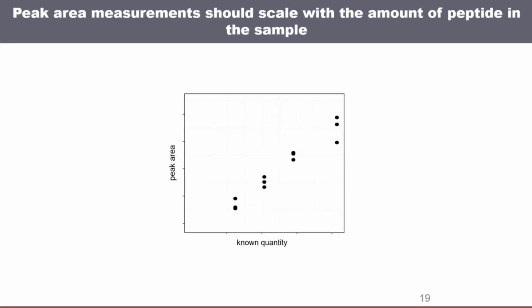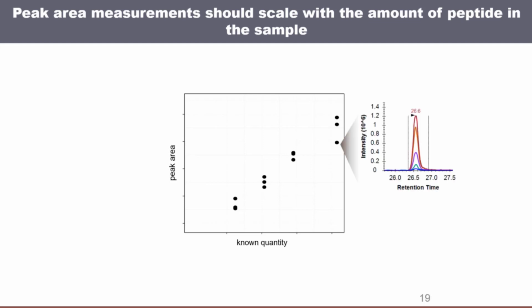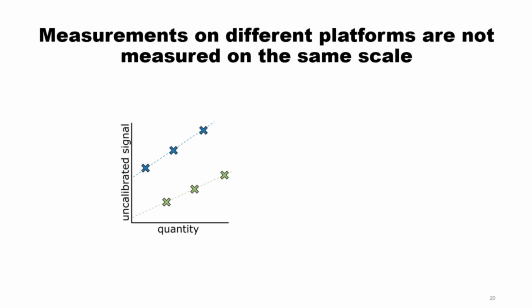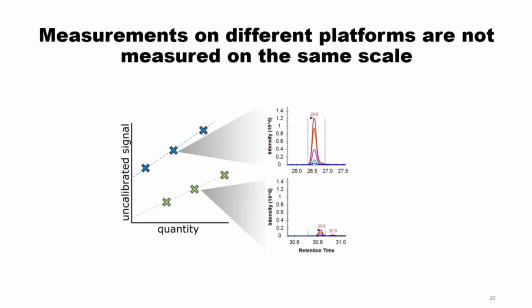So the assumption we make is that the peak area measurement should scale with the amount of peptide in the sample. If you have some known quantity and some measured peak area, you assume that a higher quantity should have a higher abundance signal. But it could be that you have a TripleTOF and a Q Exactive, and you want to compare those signals, and they have completely different arbitrary signal units, so you may not be able to compare the signal from one instrument platform to another. Or it could be a case where a lower quantity gives you a higher signal than a higher quantity.